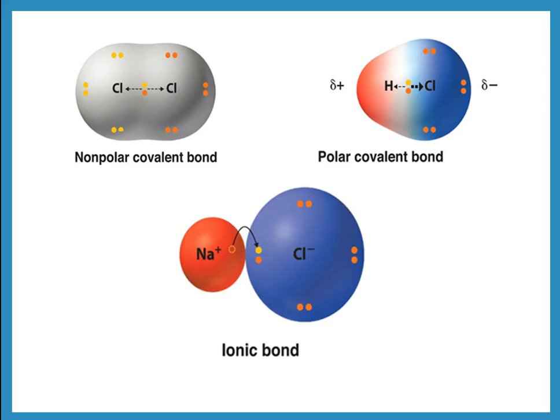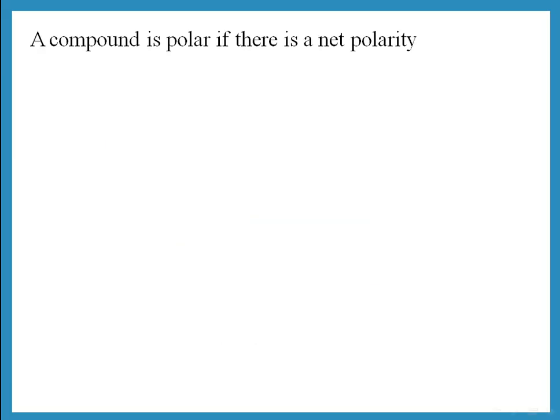If the difference in electronegativity is huge, then the electron will not just be attracted towards the nonmetal, it will be given completely to the nonmetal, and this is where we have an ionic bond. Do we understand? So the difference in electronegativity determines whether this is a non-polar covalent, a polar covalent, or an ionic compound. That's when we're talking about just two elements in the compound. But in some cases, a compound is polar only if there is net polarity.